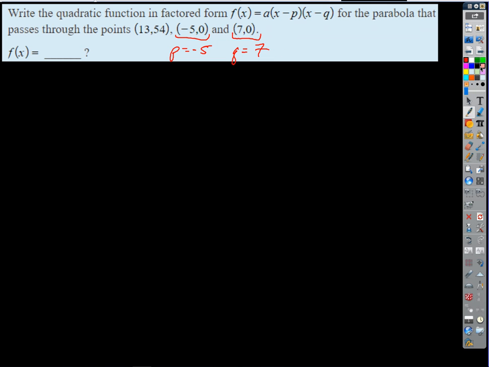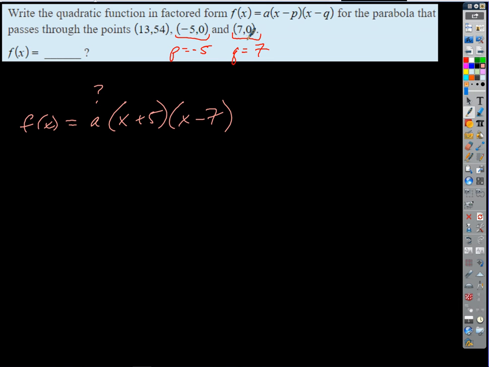So right away we can say that f of x equals a times x minus -5 times x minus 7. So all I've got to do is find a. Suggestions about how I could find a? Okay, put a point in there. So how about like this guy right here? Is that going to work? Okay. It's not going to work.